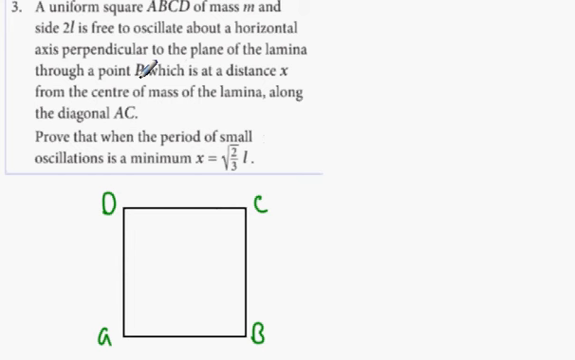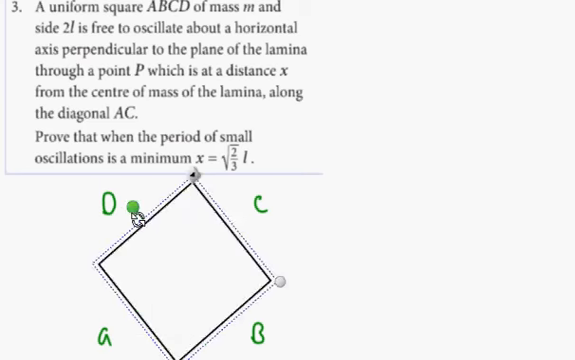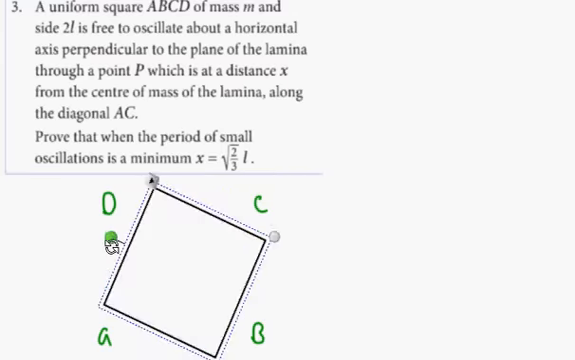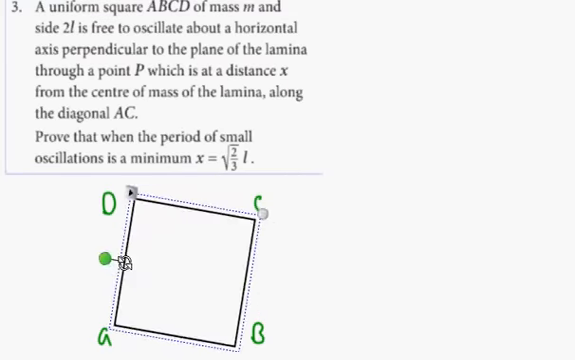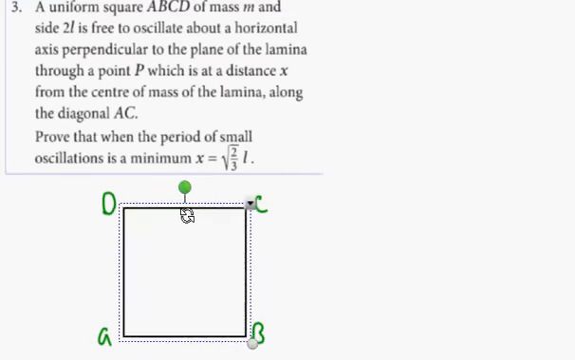Now, it has a side 2L and is free to rotate about a horizontal axis perpendicular to the plane of the lamina. That means it's doing something like that. If I was to do it through its center, that's what I'd be doing. And you can just imagine if I grabbed it by its corner, it'll be doing a different type of rotation.